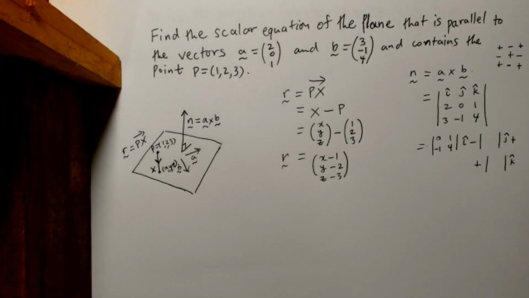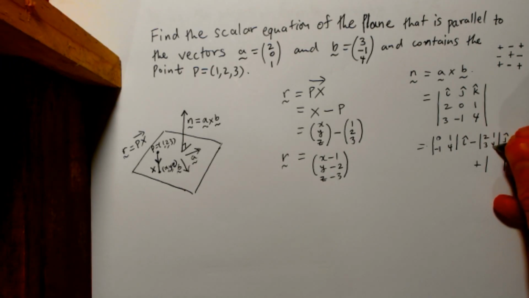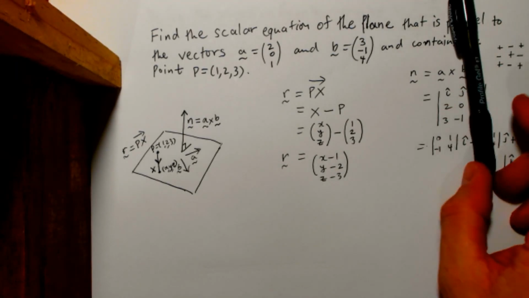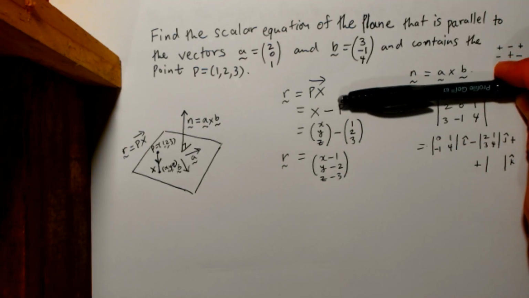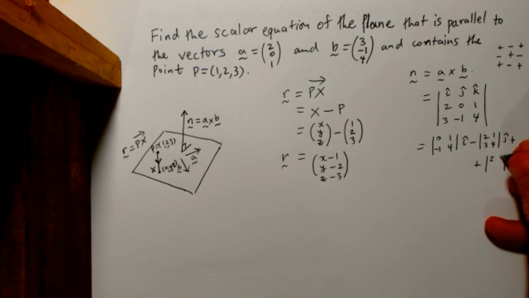Okay, so for the determinant that goes next to j hat, we cross out the column and the row that j is in, and so we have 2, 1, 3, 4. Okay, next, the column that k is in gets crossed out, row that k is in gets crossed out, and we have 2, 0, 3, minus 1.